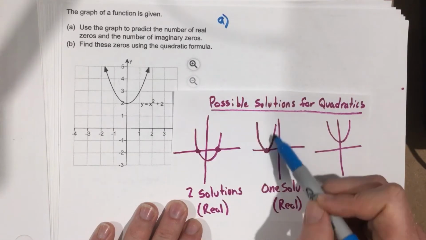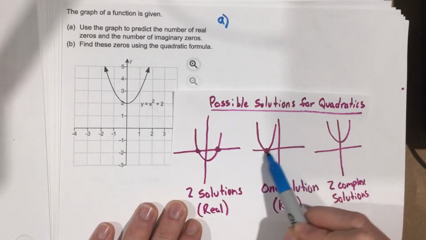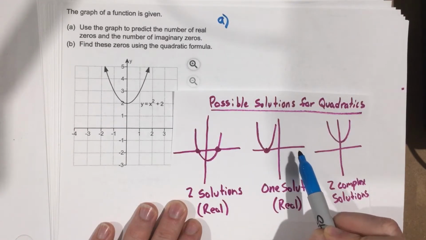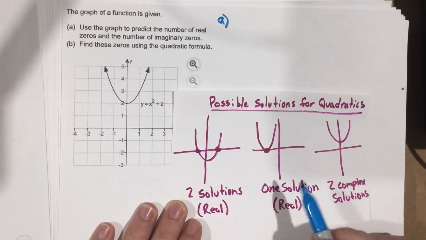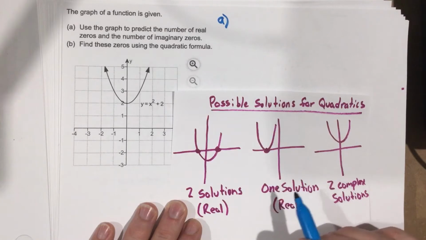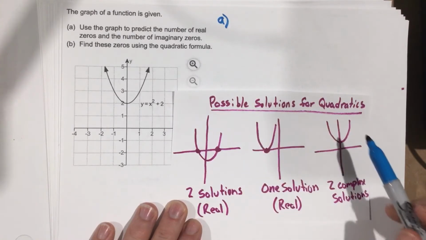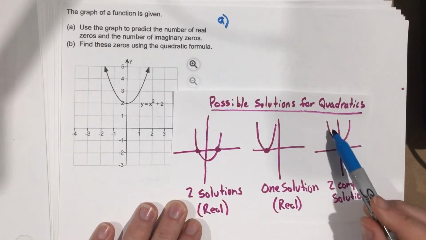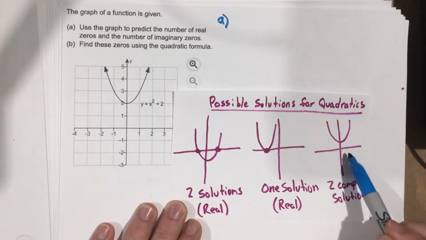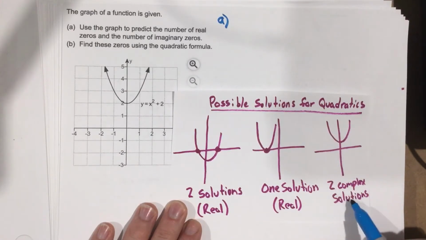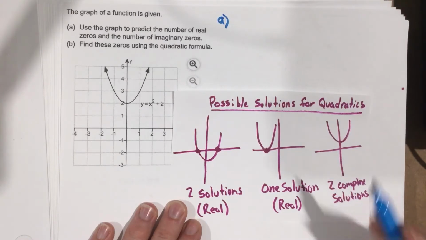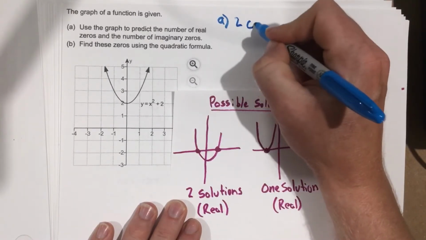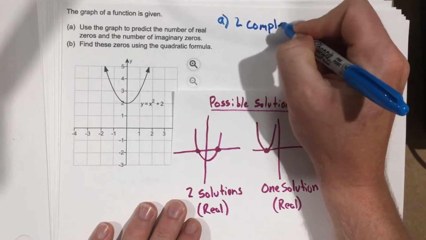If the quadratic or the parabola touches the x-axis once, there's technically two solutions, but they're the exact same solution. So it's really just one real solution, no imaginary solutions. And then finally, if it's not touching the x-axis at all, we're going to end up with two complex solutions. So this one, because it's not touching the x-axis at all, it has two complex solutions. So we'll write that in there, two complex solutions.